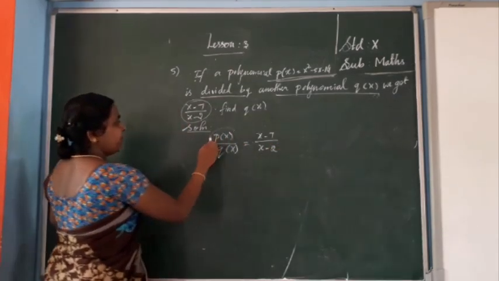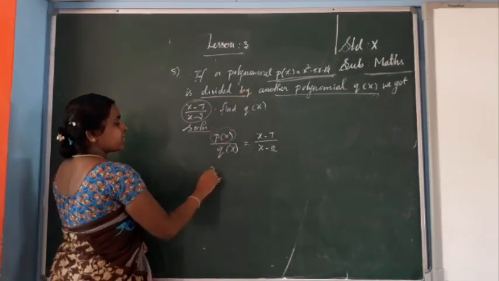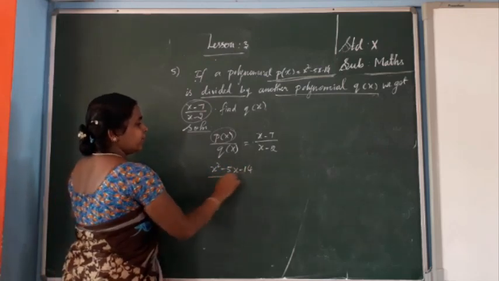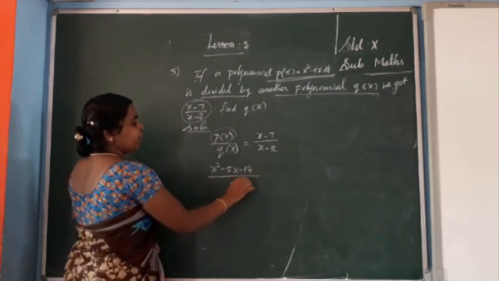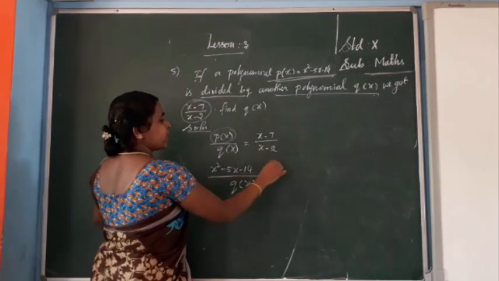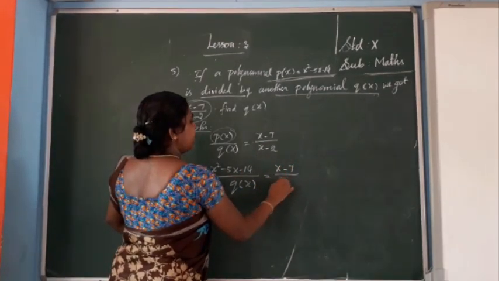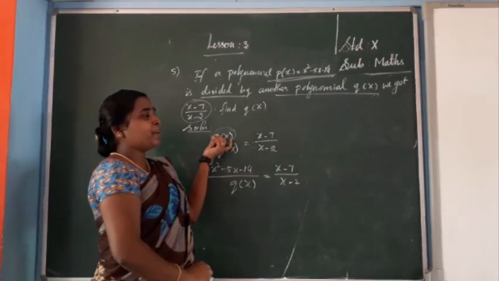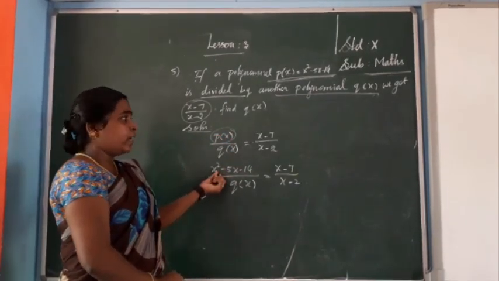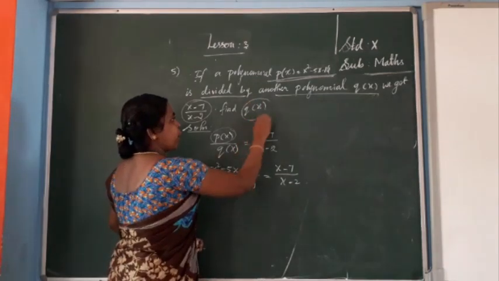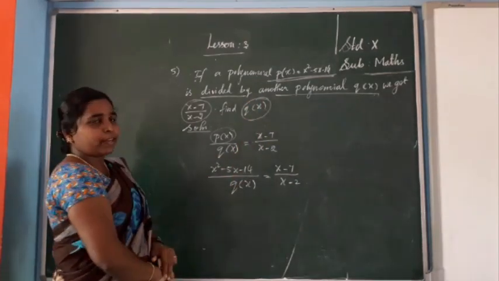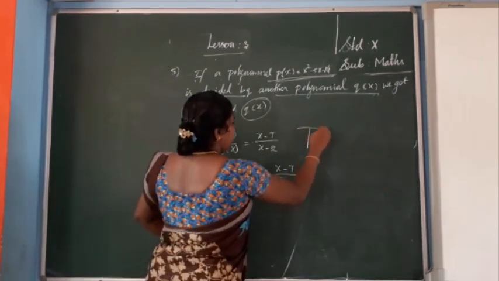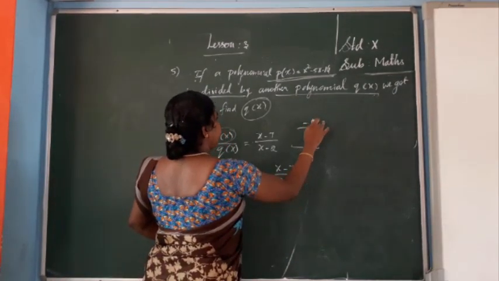Now the p of x value is there. X square minus 5x minus 14 divided by q of x equals x minus 7 by x minus 2. We know the value of p of x, that's why I have substituted it here. So the unknown is q of x, and we want to find q of x. Now you can factorize this value. The product is minus 14.